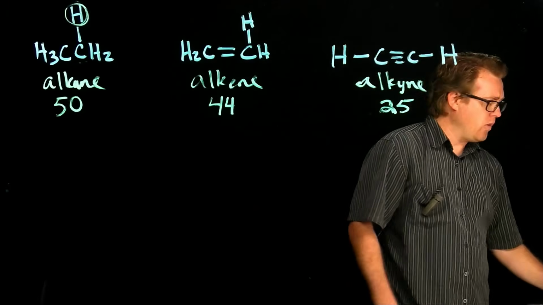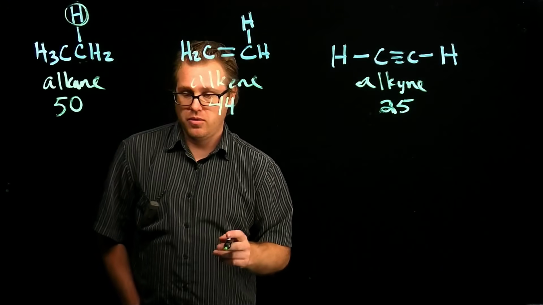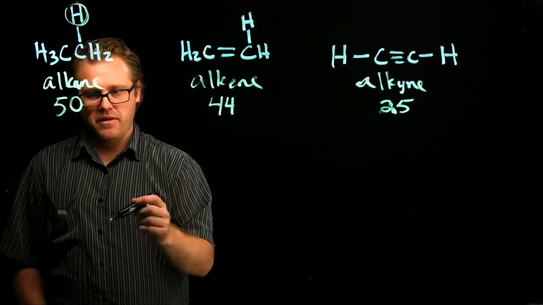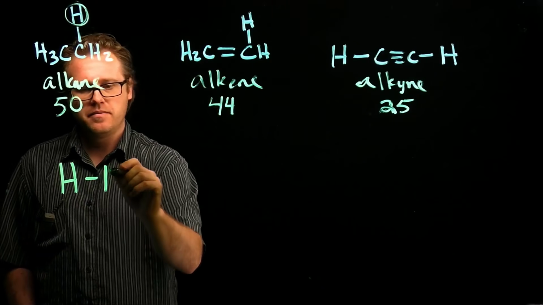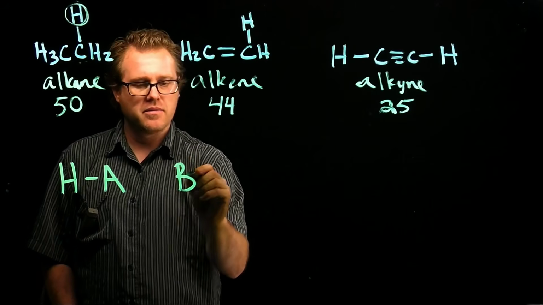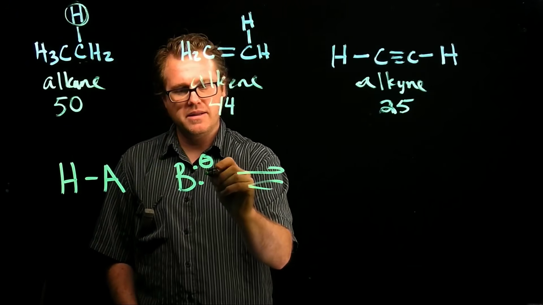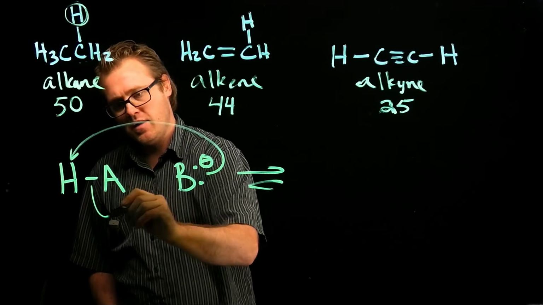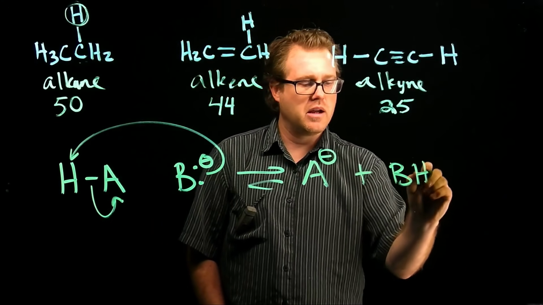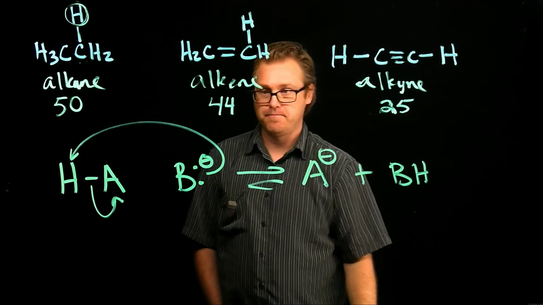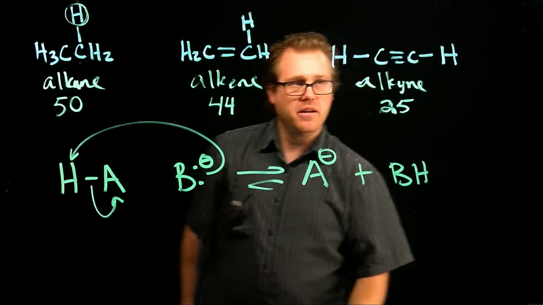So we need to understand why that's the case. Why is an alkyne more acidic? Let's go back to acid-base chemistry to look at this again. If we have an acid and we have a base, how does it work? Well, the base is going to come and grab the proton and give us our conjugate base plus our conjugate acid. That's what's happening. So when we take a look at an alkyne, what's happening?